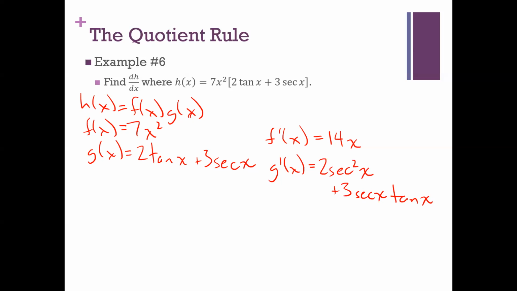Now can I get the full expression for this derivative? What is dh/dx? 2 secant squared x plus 3 secant x tangent x. We don't multiply the two derivatives by one another. 14x times 2 tan x plus 3 secant x. There you go.